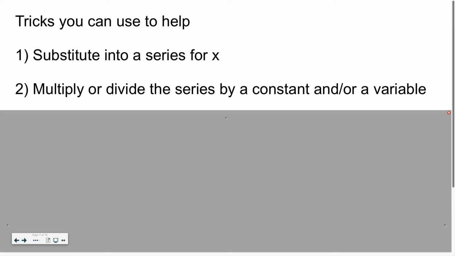Okay, you can multiply or divide the series by a constant and or a variable.